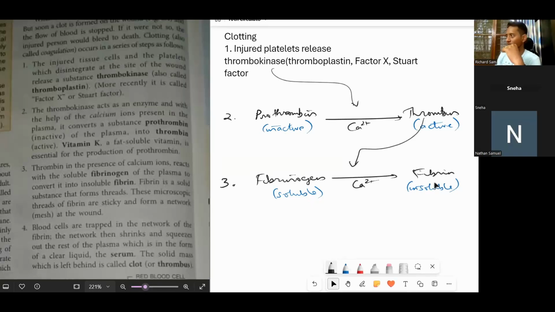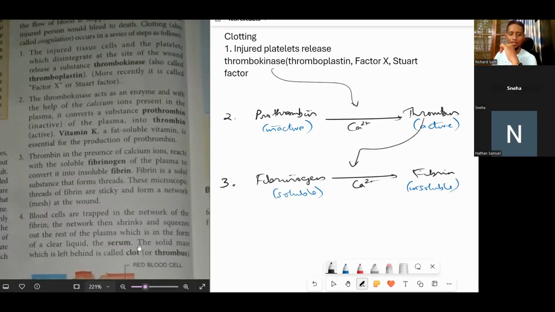Is that clear? See these microscopic threads, fibrin, they are sticky and they form a network like a mesh at the wound. And then blood cells get trapped in that network and they get stuck over there, and that's how a clot is formed and the blood is not allowed to come outside.